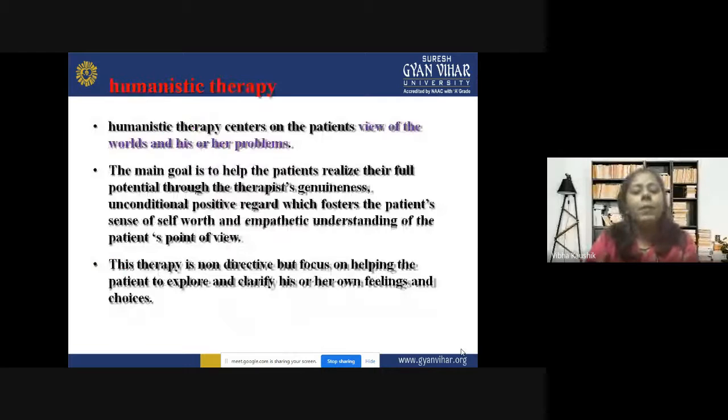Now, humanistic therapy centers on the patient's view of the world in which he is living and his or her problem. The main goal is to help the patient realize their full potential through the therapist's genuine, unconditional positive regard, which fosters the patient's sense of self worth and empathetic understanding of the patient's point of view. This therapy is non-directive but focuses on helping the patients explore and clarify his or her own feelings and choices.